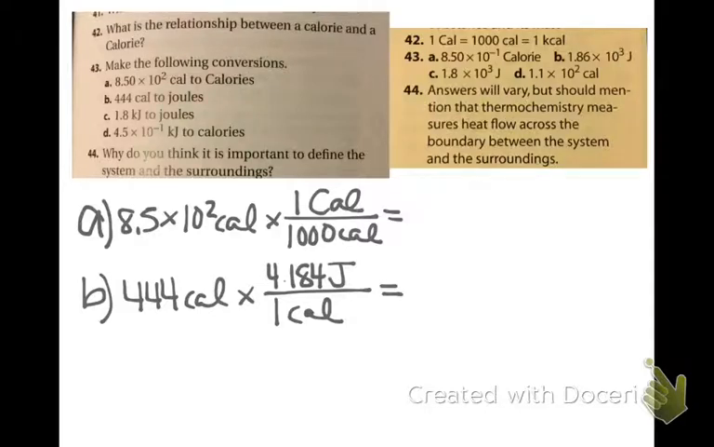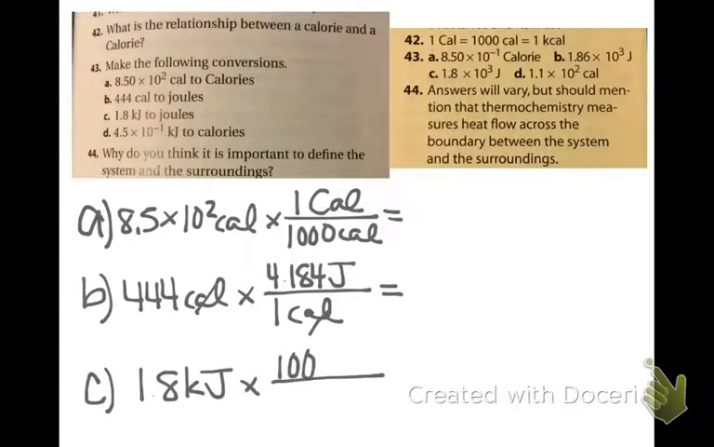Okay, so there's the setup for B. Calories are going to cancel. I'm left with joules. And letter C, we're going from kilojoules to joules, so 1.8 kilojoules. And there's 1,000 joules in 1 kilojoule, so that's the setup for C.